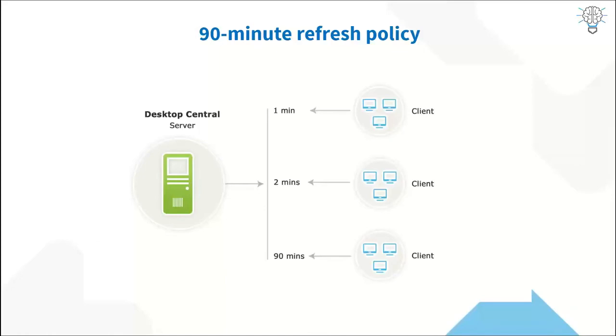The server has the intelligence to assign this time for each client to talk to it. This is mainly to avoid network congestion on the server and to limit downloads that can eat up all your bandwidth. The 90 minutes refresh policy is designed to split the load evenly and not cause any damage to your network because of the Desktop Central server.